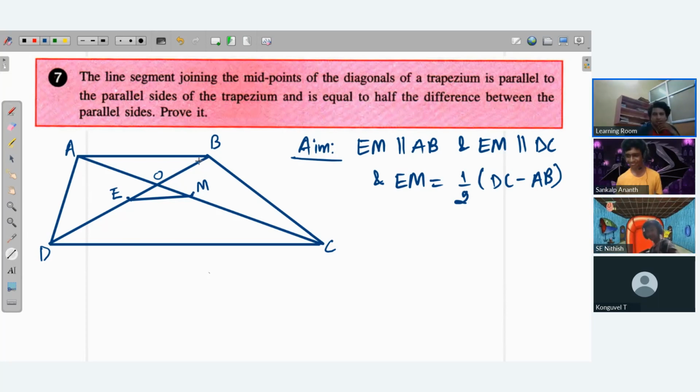I added something to the diagram. First of all, I know that midpoints are there of the diagonals. AB is parallel to DC. That means we also have to prove it's a trapezium, sir. They said to prove the entire statement, sir. No, it's not like that.